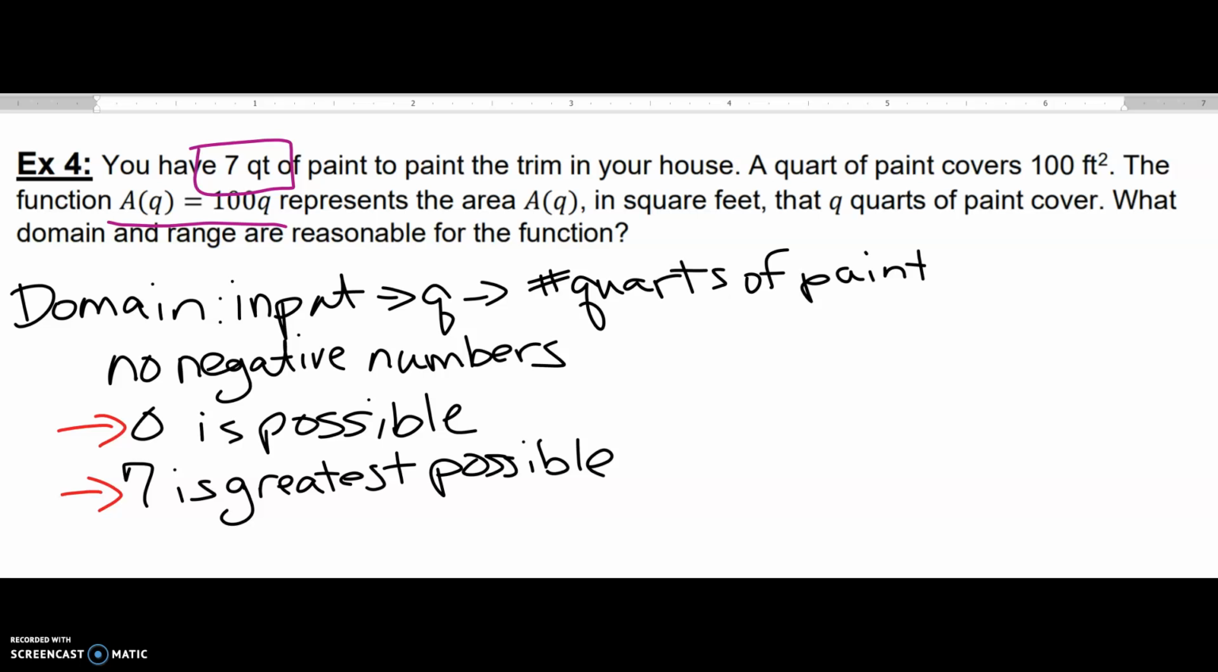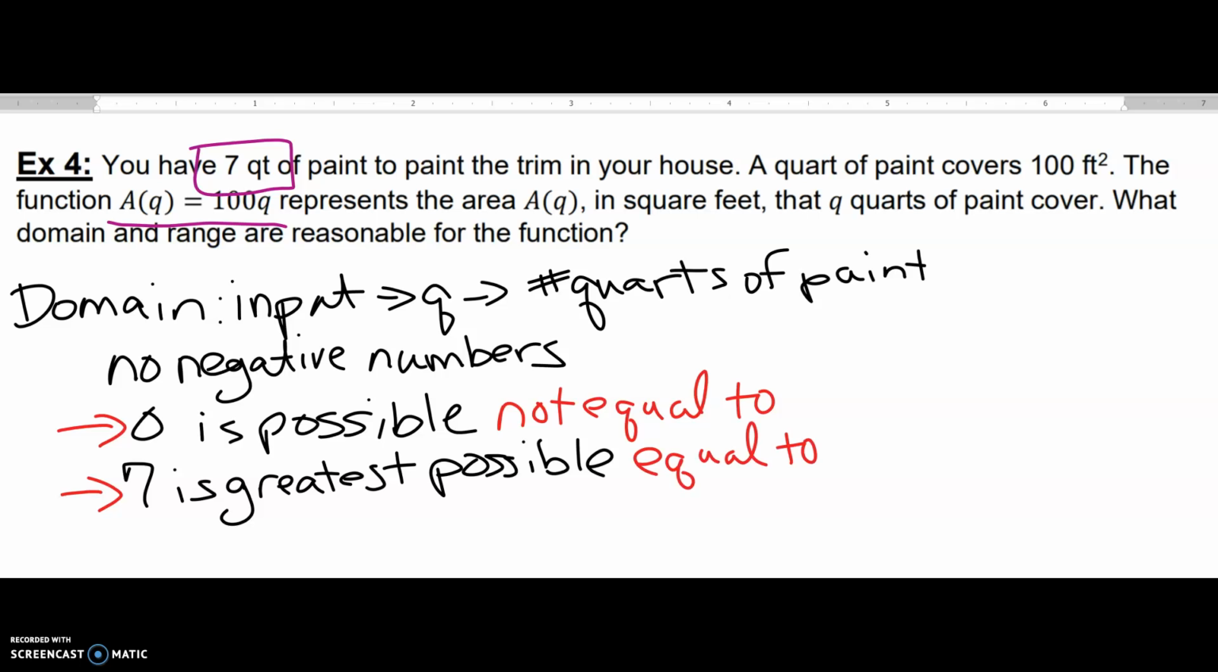Now, again, remember, if you use 0, you're not going to get anything done. So you probably don't want to use that, but it is a possibility. 7 is the greatest possible. Now, if we are actually going to be painting, though, we can't actually use the number 0. So we're going to say that 0 is not equal to it. But 7, we can use all 7 quarts that we have. So this one, it can be equal to.